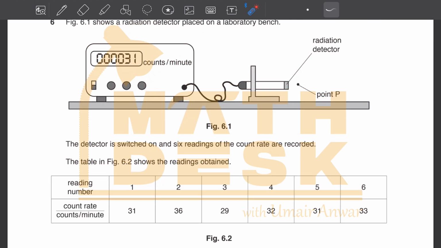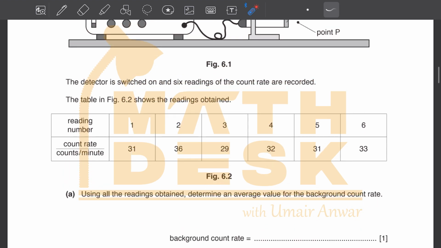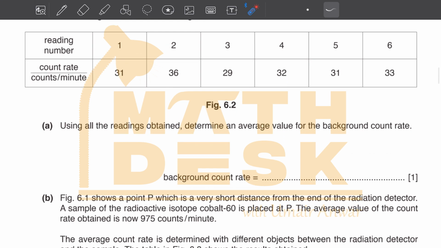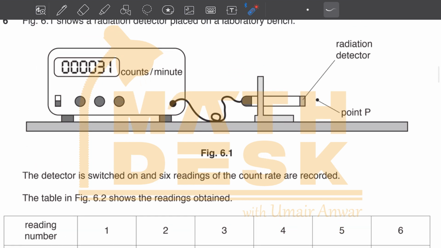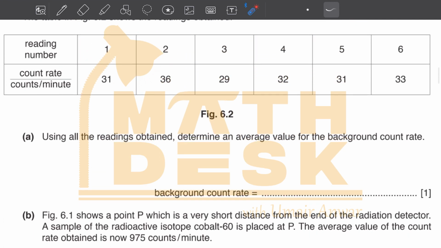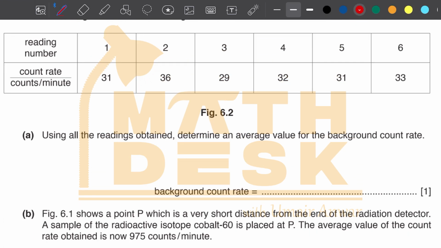The detector is switched on and 6 readings of the count rate are recorded. The table in figure 6.2 shows the readings obtained. So there are 6 readings: 31, 36, 29, 32, 31 and 33. Using all the readings obtained, determine an average value for the background radiation. Since we haven't placed any radioactive material in front of the detector, the readings which are being taken at this moment are related to the background count rate where the experiment is taking place.